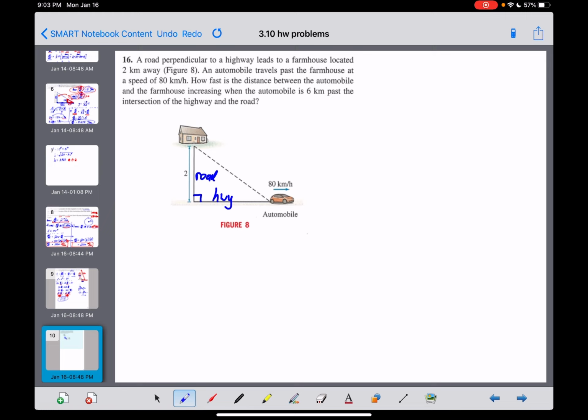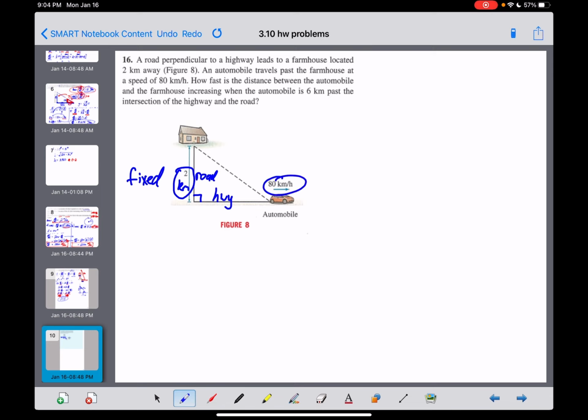And the farmhouse is located 2 kilometers away from the road. So that's what's going on here, 2 kilometers on the left. Now, of course, it's hopefully obvious, the farmhouse isn't moving and neither is the road, so this amount right over here on the left is fixed. We do not need to put a variable in for that distance right there. An automobile travels past the farmhouse at a speed of 80 kilometers per hour.